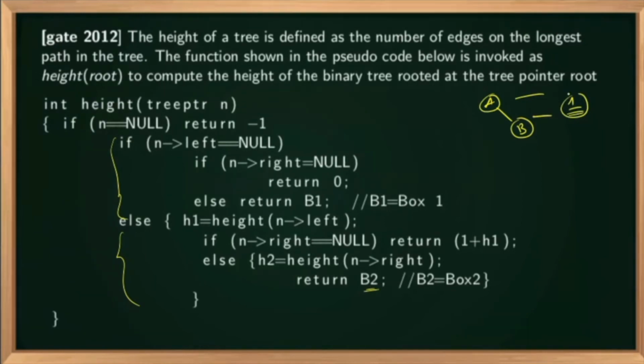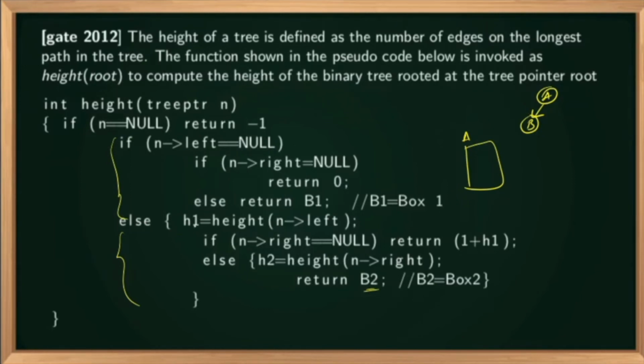So let's see what will happen if I pass this tree here. Is n equal to null? No, n is not equal to null because I am calling with a. Is n dot left null? Sorry, I should have taken a tree like this. Now n dot left is null? No, n dot left is not null. So I will come to the else portion.